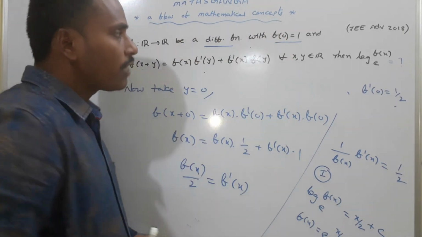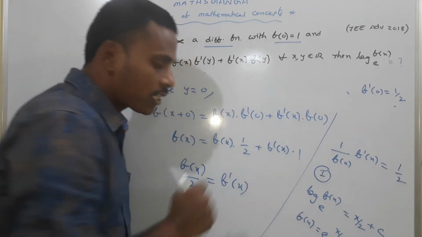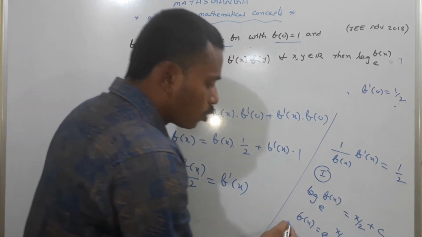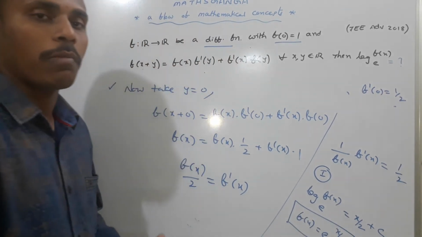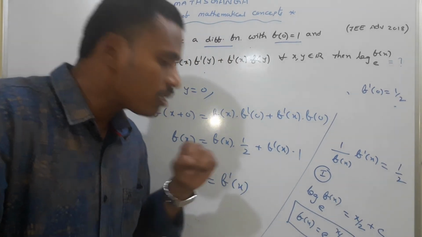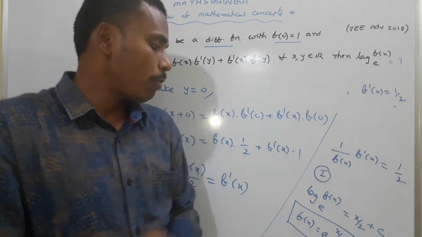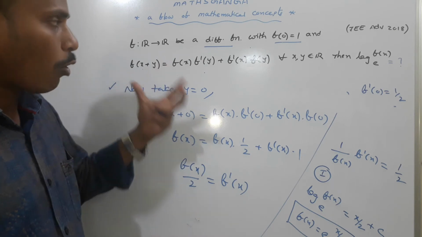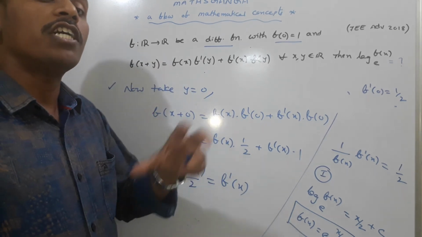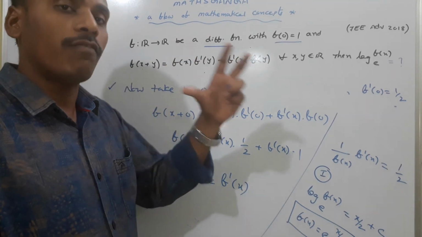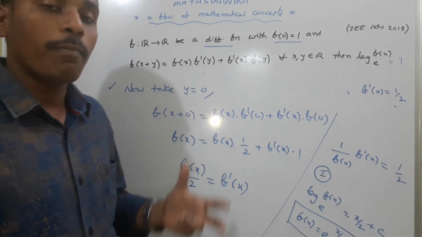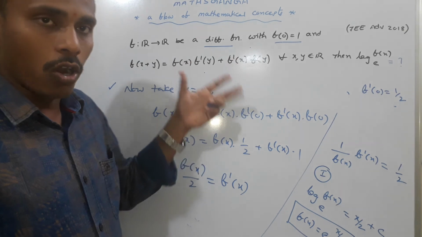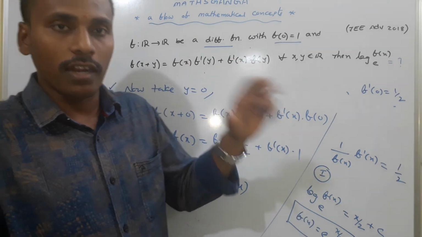Since f of 0 is given as 1, by replacing x with 0 to get 1, you will get c as 0. So finally you have f of x is equal to e power x by 2. And since f of x is e power x by 2, log f of x to the base e is again x by 2. So this is another way of solving the given problem without identifying the function satisfied by the functional relation. This is a problem asked in JEE Advanced 2018 on the differentiation of a functional relation. Thank you.